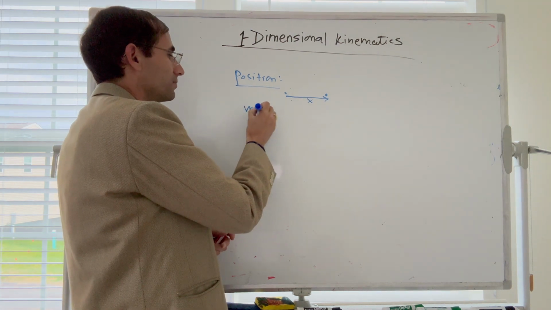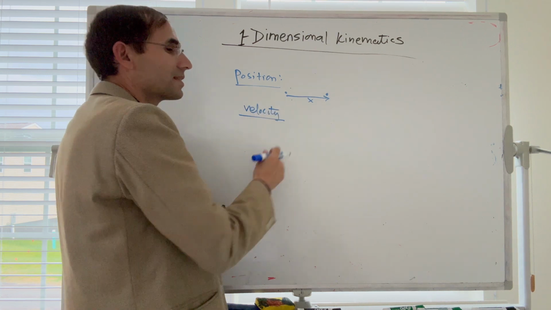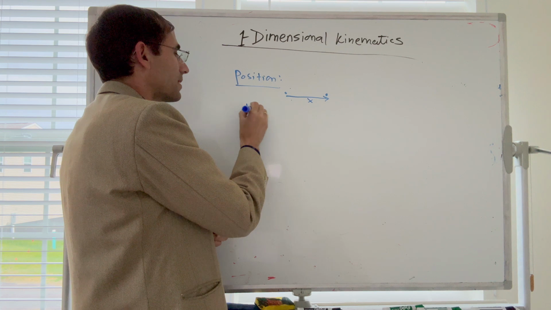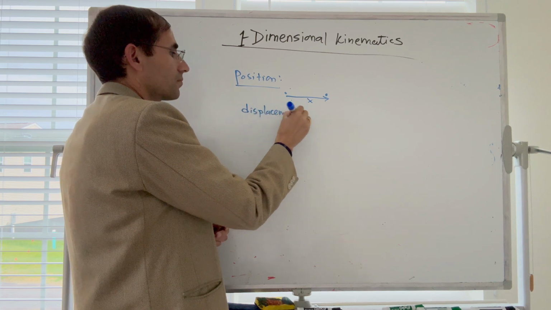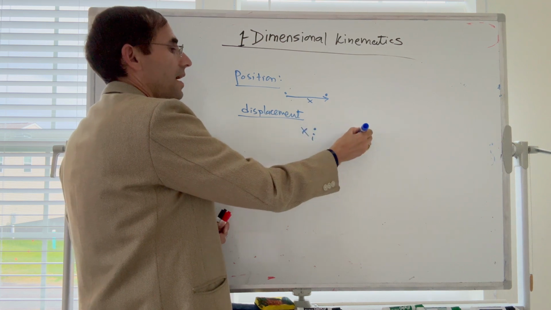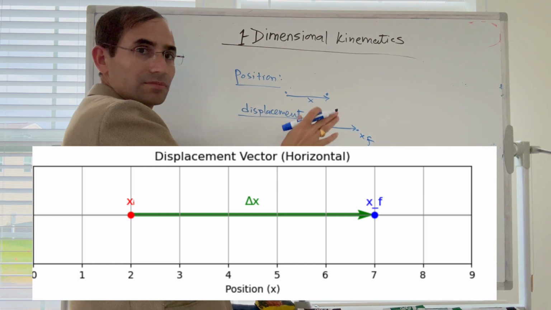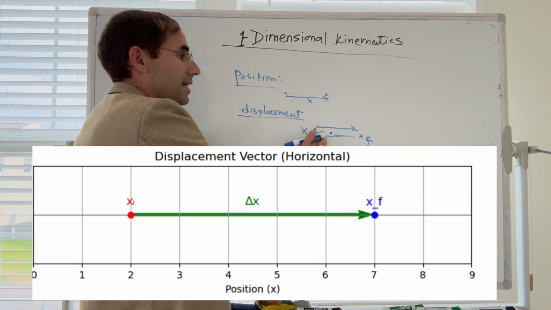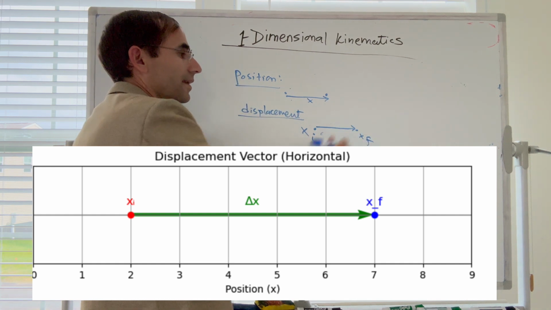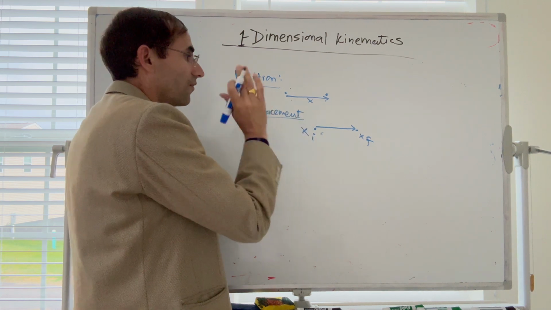Before the velocity vector, let me go to the displacement vector. So this is the initial position of the object, and this is the final position of the object. The displacement vector begins from the initial position and ends at the final position. It never goes from final to initial. That is wrong. Because these are vector quantities, we have to be very careful here.